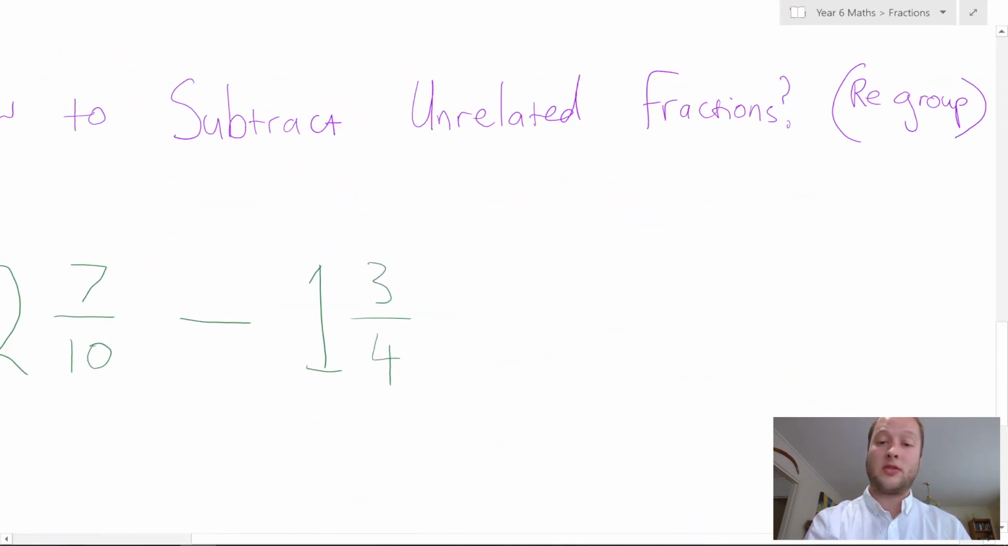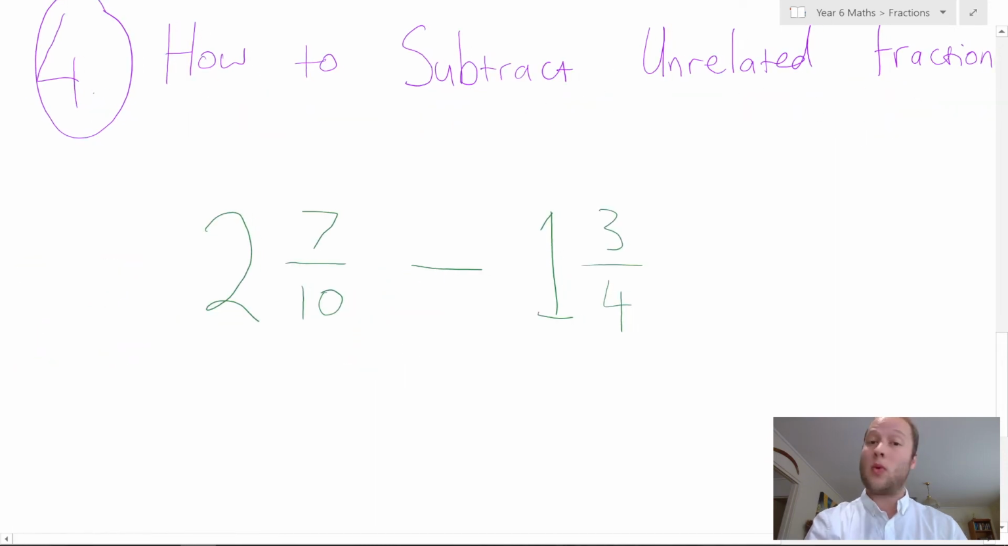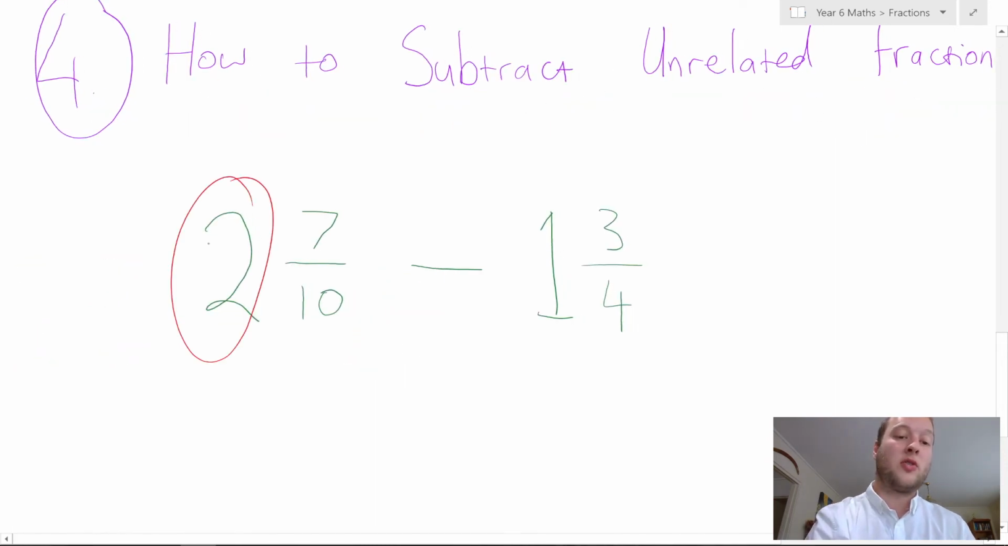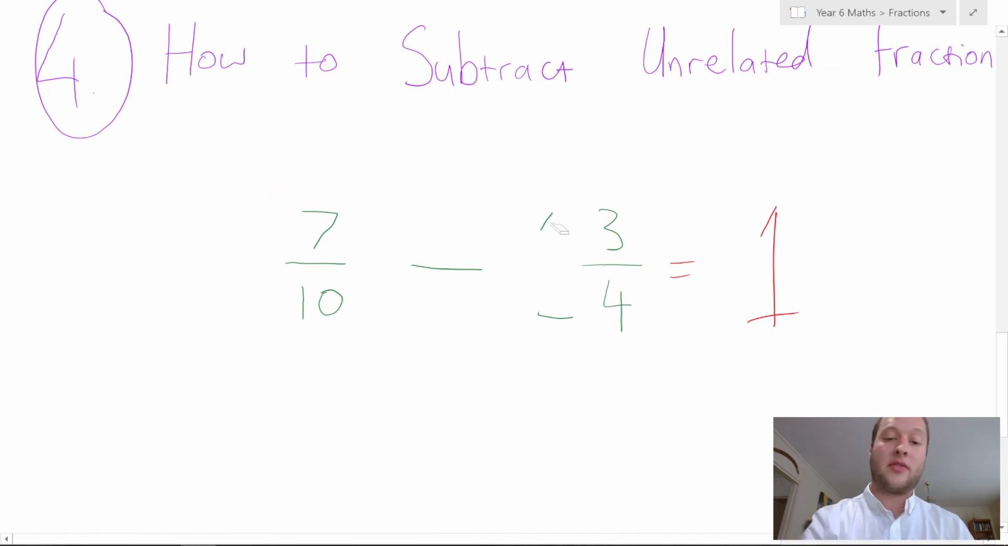Final thing I'm going to show you, how to subtract unrelated fractions. We're going to need to regroup in this example. So remember, when you're subtracting fractions, you do the whole numbers first. So 2 take away 1 to start with, which equals 1. So I've just gotten rid of these, right? So now I've just got, because my 1 is over here, which technically is right here.